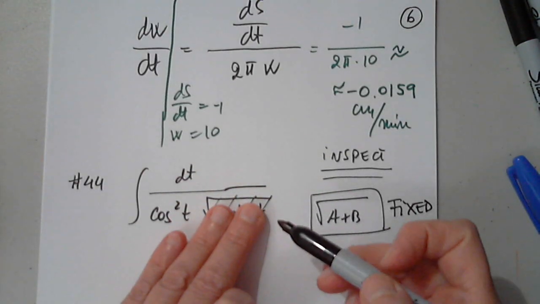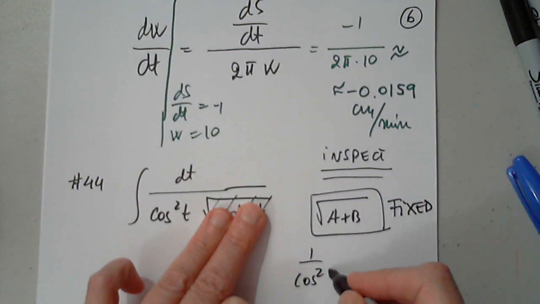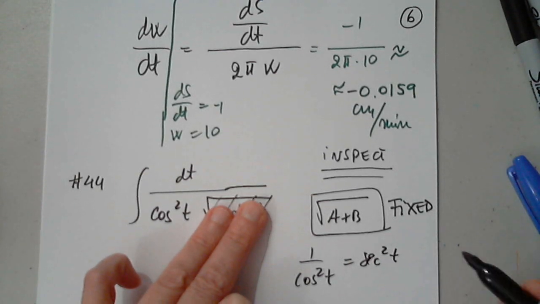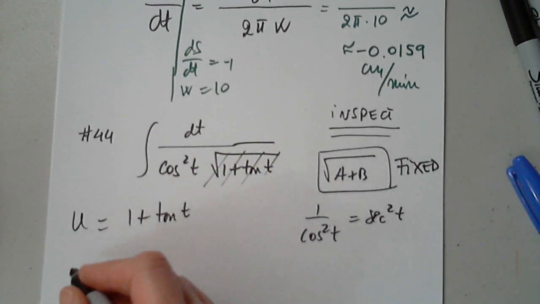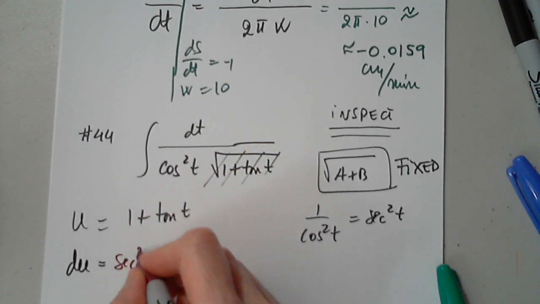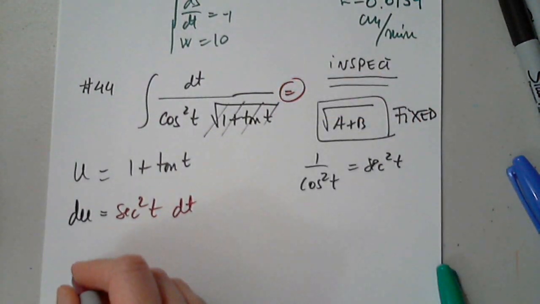So if I can get rid of this, 1 over cosine squared can also be replaced by secant squared. Who knows? Maybe that's what I need. Of course that's what I need, because when I'm going to say u equals 1 plus tangent t, du, can anyone give us du here? Secant squared dt. Excellent. Thank you, Victoria.